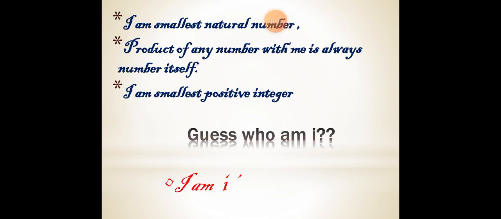Next: I am the smallest natural number, and the product of any number with me is always the number itself. I am the smallest positive integer, so I am 1. So you should know that 1 is the smallest natural number, and the product of any number with it is always the number itself. You can say it is the multiplicative identity.